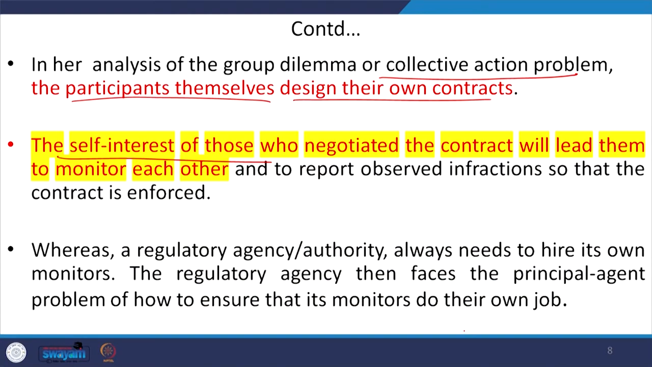Because in this mechanism, the regulatory agencies or the authority need to hire their own monitoring systems or monitors. Who will be monitoring? There will be a stereotype or a kind of hierarchy or a bureaucracy, you can say, or a system that we need to actually hire in this process. So, this is required if there is a regulatory agency, then how the commons will be managed. Here the regulatory authorities or agencies will be facing the challenge of how to ensure that monitors do their own job.